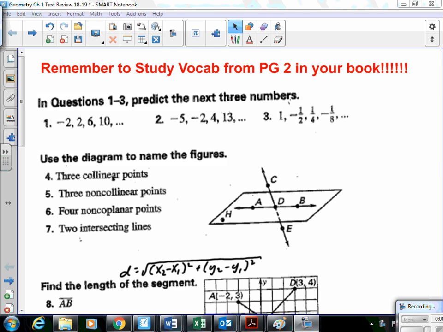All right, so this is the review for Chapter 1 of McDougall-Littell Geometry. So remember to study your vocab for page 2 in the book. There'll be a vocab section that I'm not covering in the review.